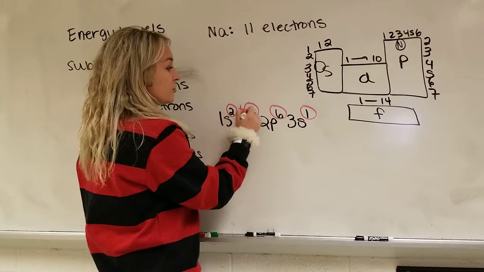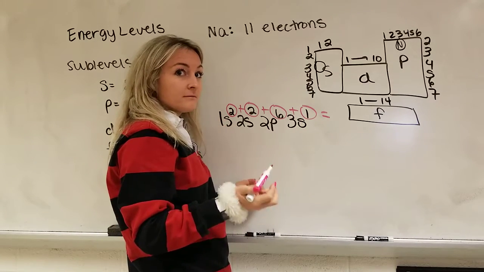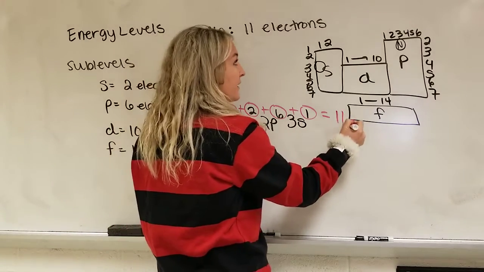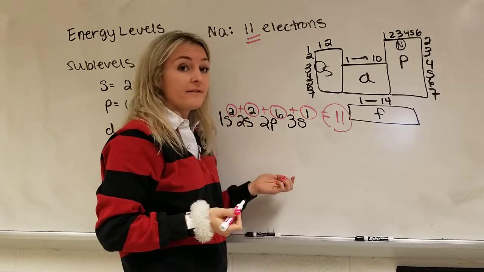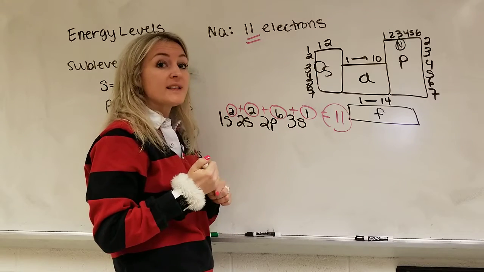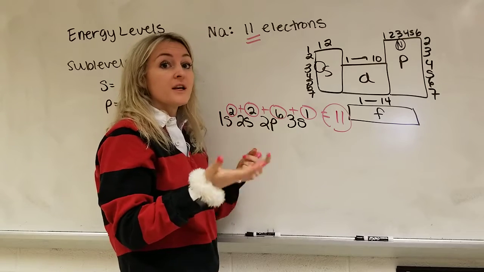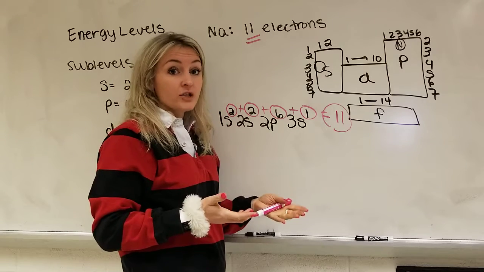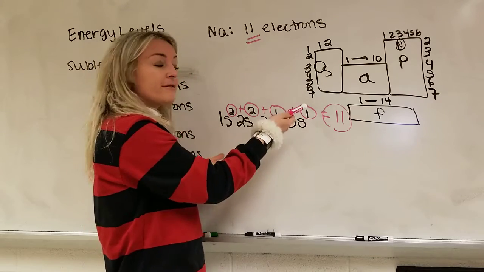If you add up 2 plus 2 plus 6 plus 1, what are you going to get? Mental math, 11. And guess how many electrons we were trying to account for? 11. So the superscripts on your electron configuration always add up to the atomic number, which is the number of protons, but for a neutral atom is also the number of electrons. So the order is really important, read from the periodic table.